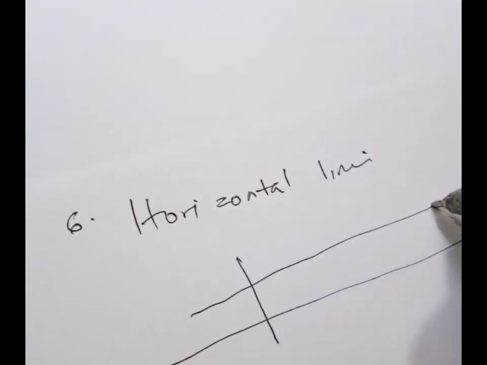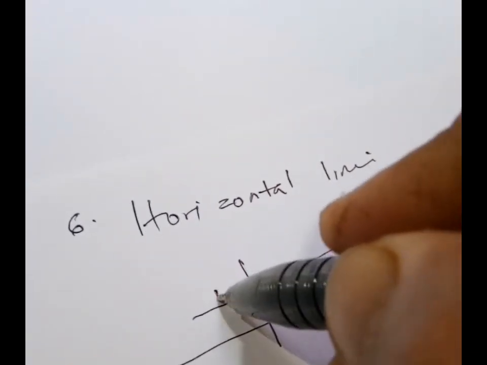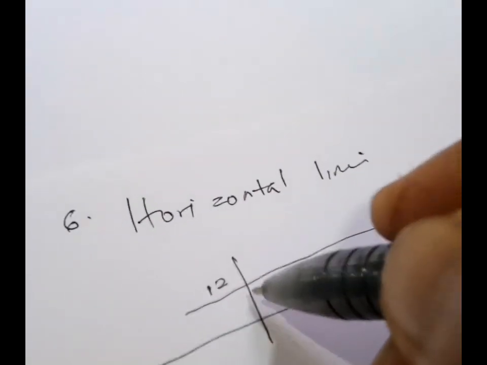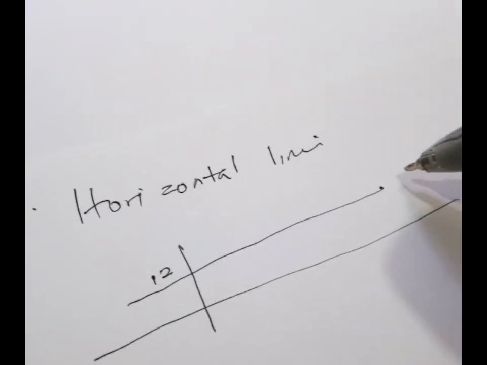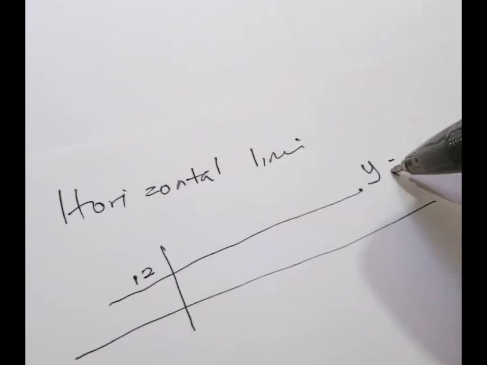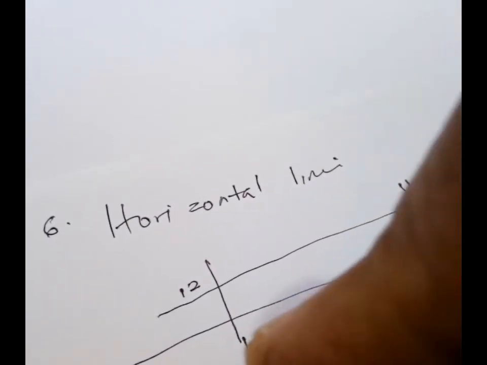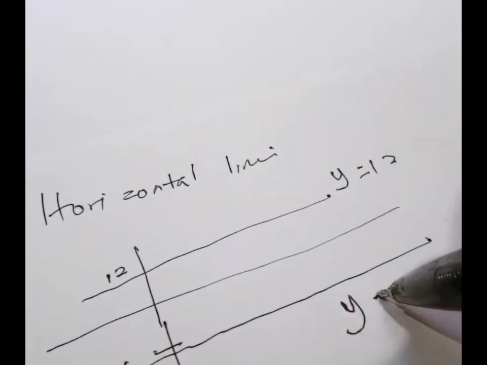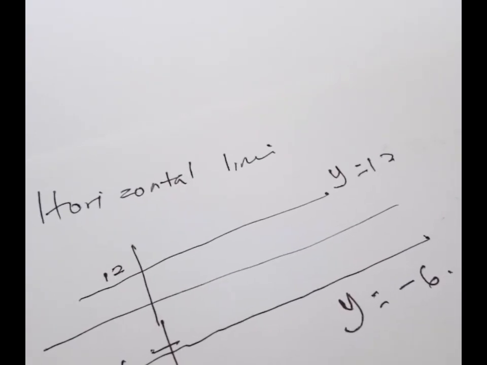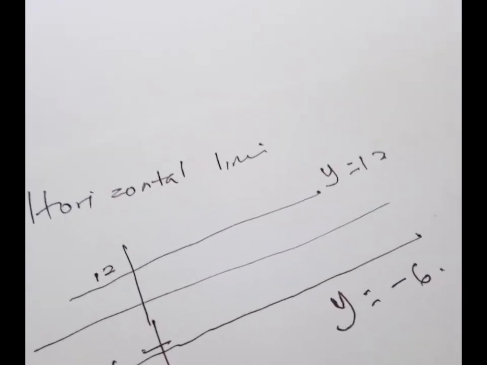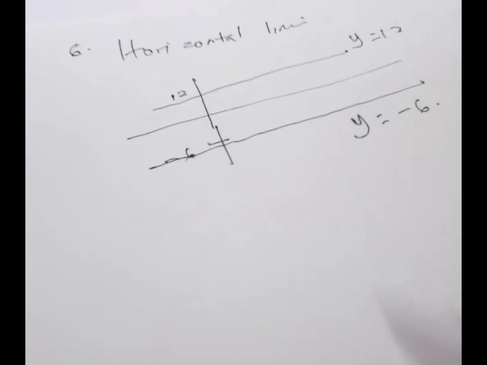So opposite to a vertical line, a horizontal line is given like this. Let's say here is 12. So this is a point on the y-axis, so the equation is y equals 12. If we have -6 here, a horizontal line, the equation becomes y equals -6.